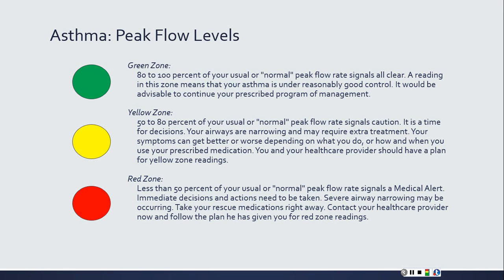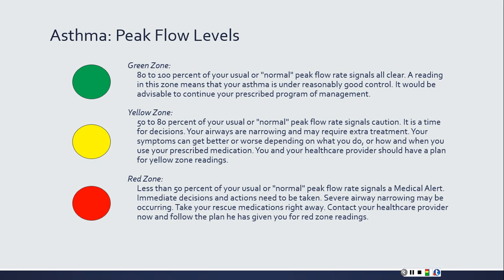Now, when they start moving into the yellow zone, this is an indication that the patient's moved to 50 to 80% of their normal peak flow rate. This means they're starting to have some issues. At this time, there's going to be a specified treatment tailored for this patient. When you go into the yellow zone, this is what you need to do, as ordered by the physician or a practitioner.